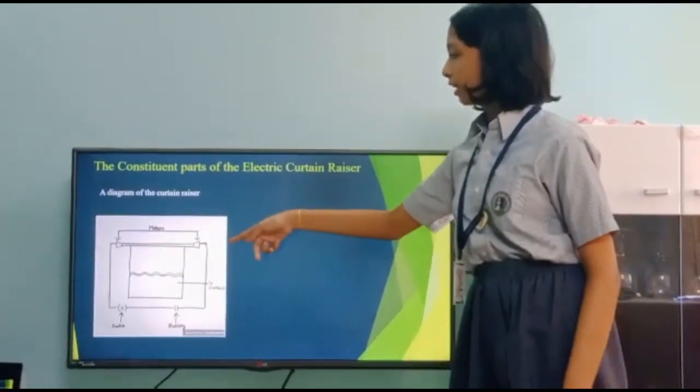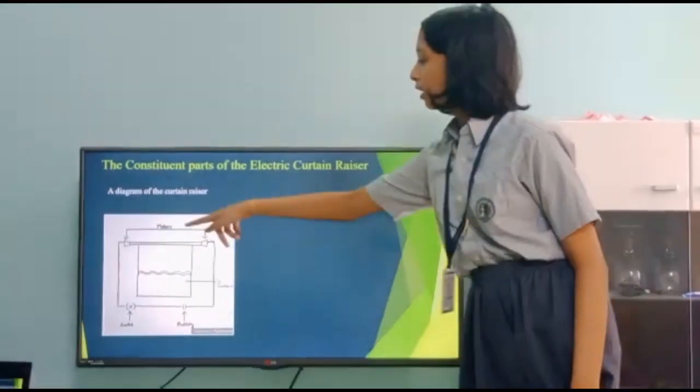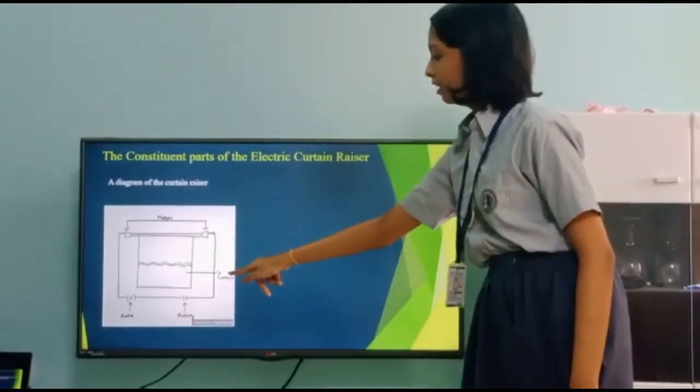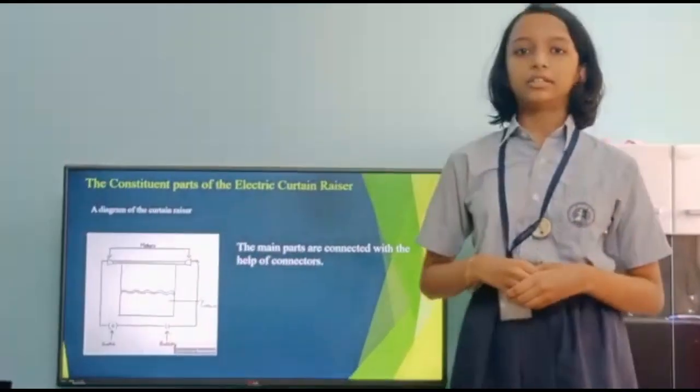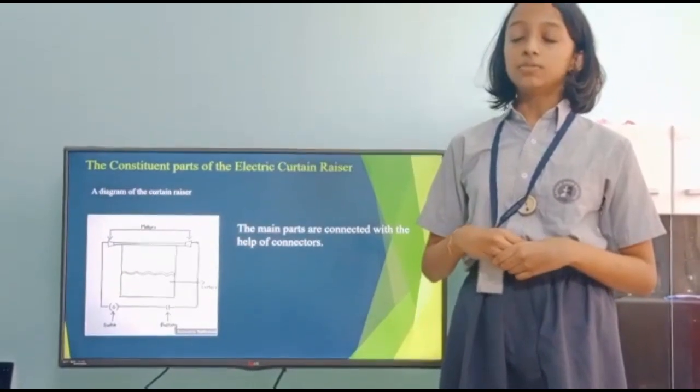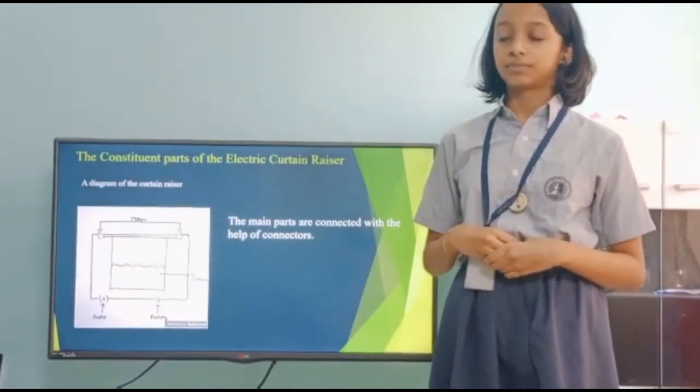This is a diagram of the curtain raiser. These are the motors, this is the switch, and this is the battery, and here is the curtain. To make the curtain raiser, the first step is to put the two metal stands on the plank.